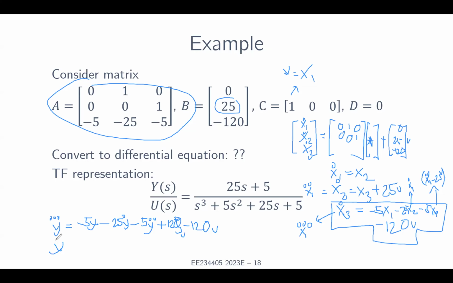Right, so y triple dot here is just y triple dot plus 5 y double dot plus 25 y dot plus 5 y. Oh, I think I missed something here, that is 5. Okay.